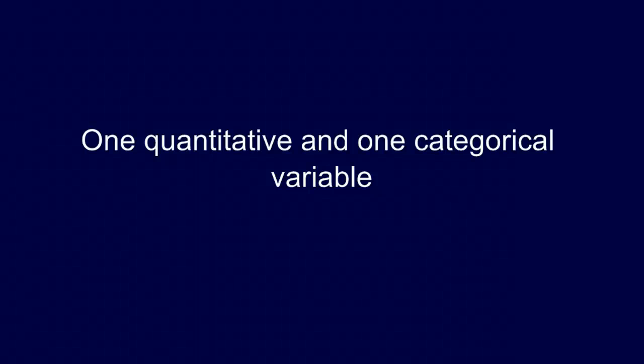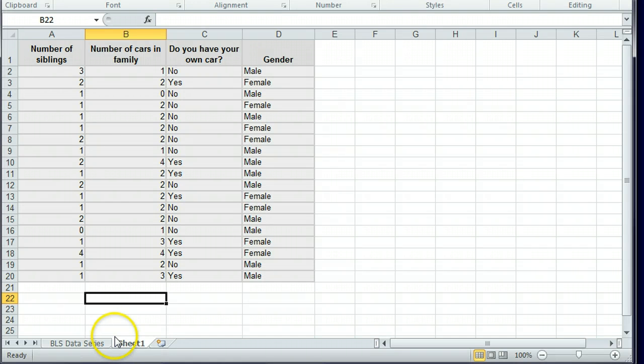Let's look at analyzing data when we have one quantitative and one categorical variable. A quantitative and a categorical variable together would be something like this. Does owning your own car help you predict how many cars are in the family? So does knowing whether or not someone owns their own car help you predict the number of cars in the family?